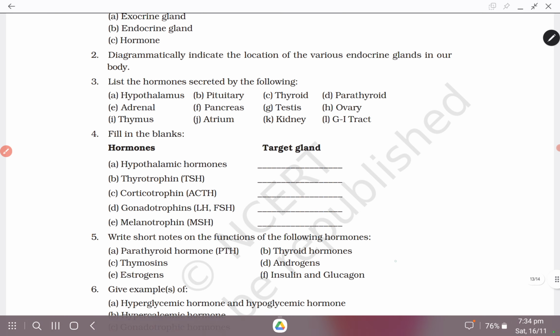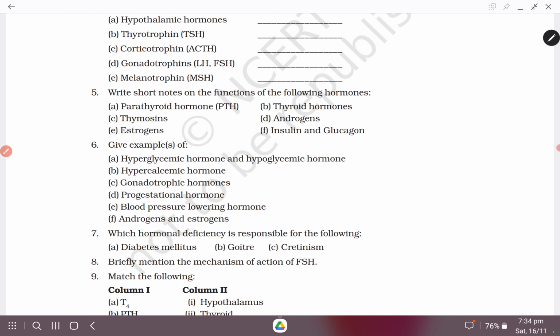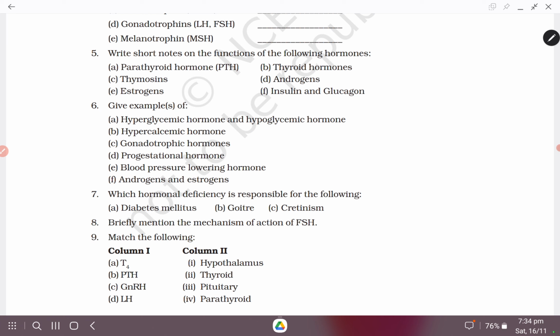Next, you have to write short notes. Sixth one, for example, hyperglycemic hormone or hypoglycemic hormone. Here you can see the hypercalcemic hormone, that is parathormone, PTH. The hyperglycemic hormone is glucagon, and the hypoglycemic hormone is insulin.